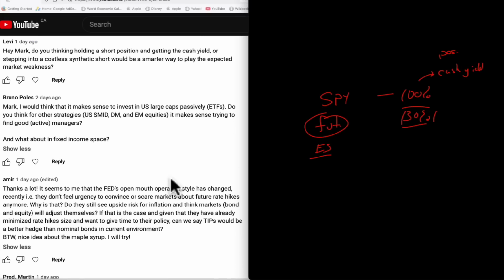I would think that it makes sense to invest in US large caps passively. Do you think for other strategies, emerging markets, domestic, mid cap, it makes sense to try to find good active managers? I think you got something there.